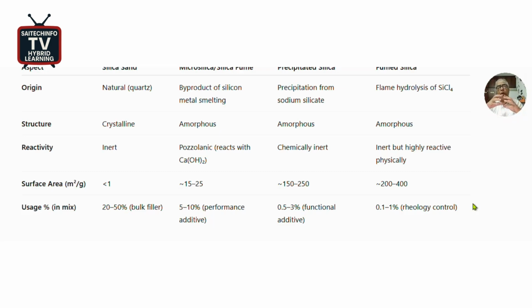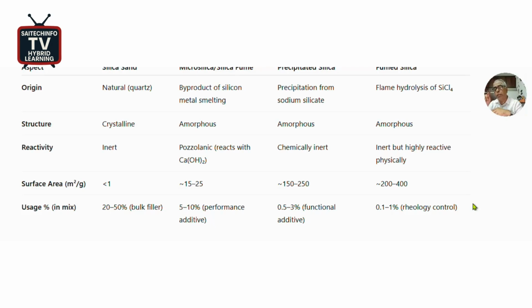Then, when we think about the usage, that is how much percentage is used in the mix of any products associated with construction chemicals. Silica sand is a bulk filler, as we know, because it is taken at almost 20 to 50 percent. Whereas microsilica and the silica fumes are used up to 10%. It is added as a performance additive. Whereas precipitated silica is a functional additive.